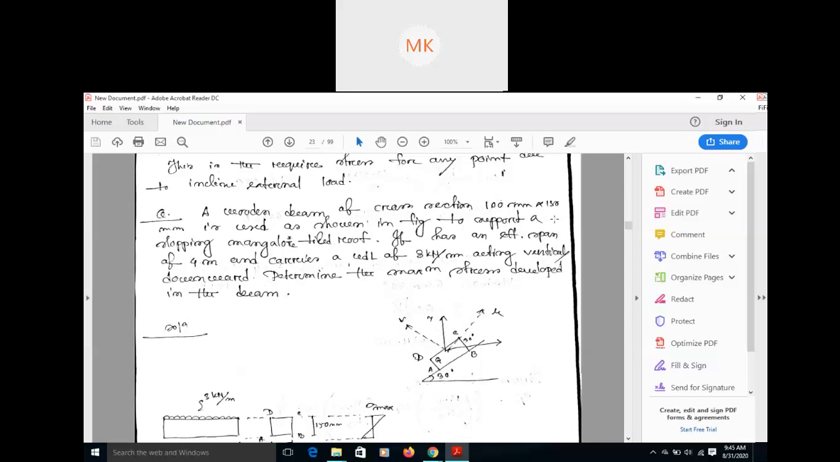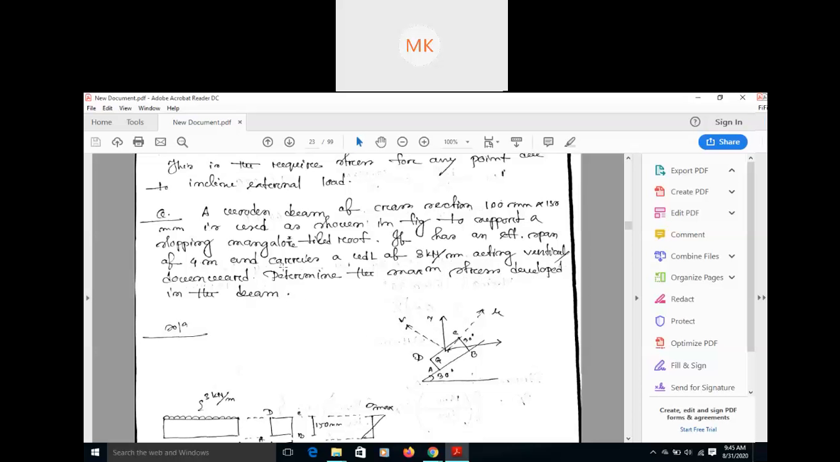A wooden beam of cross section 100 mm into 150 mm is used as shown in the figure. This is the wooden block A, B, C, D, to support a sloping Mangalore tile roof. It has an effective span of 4 meter and carries a UDL of 3 kilonewton per meter, acting vertically downward. Determine the maximum stress developed in the beam.